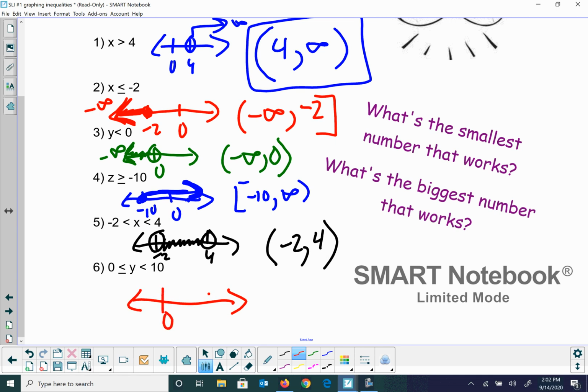And then this one we go from 0 to 10. We have a solid dot here. We have an open dot here. So what do you think of your bracket? Is it going to be soft and hard, or hard and soft? Yeah, we have a hard bracket at 0. We include 0. We read it from left to right, to 10, rounded bracket because we don't include the 10.